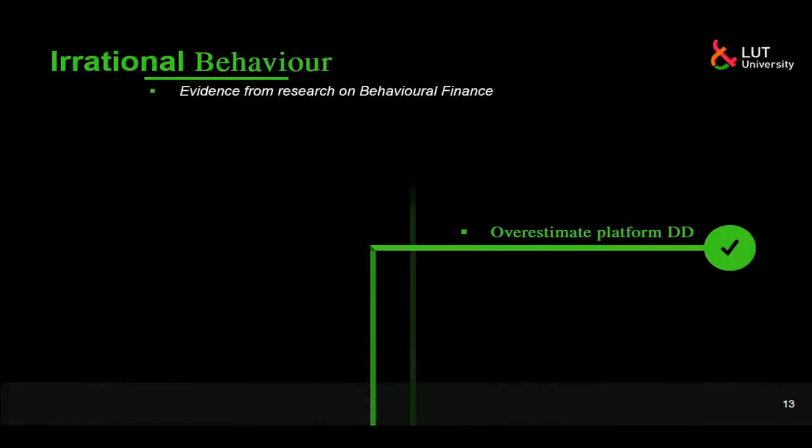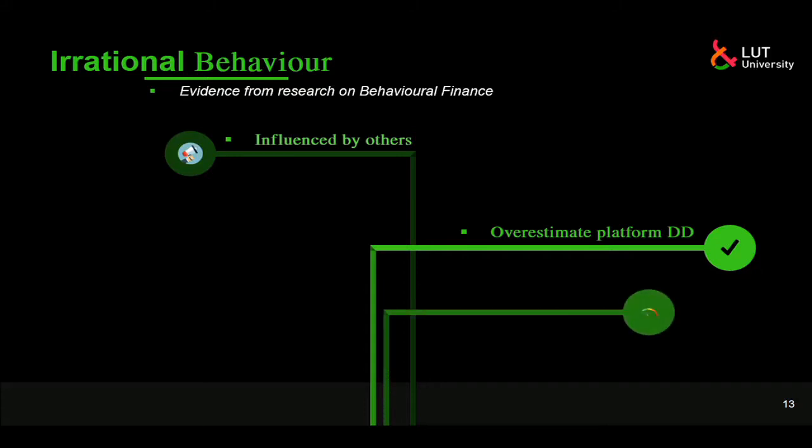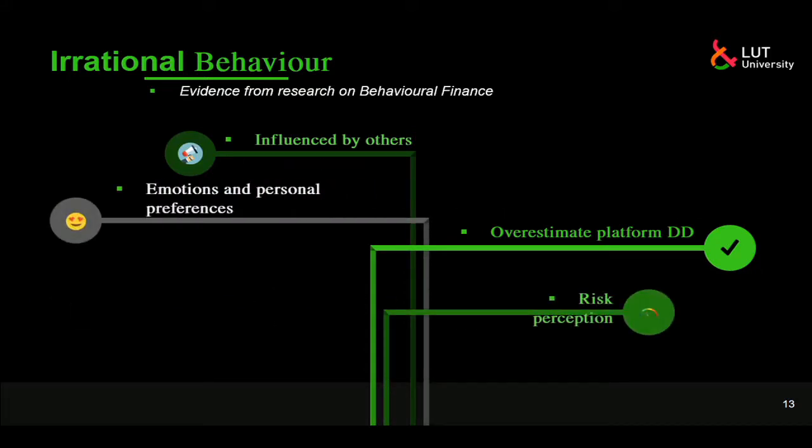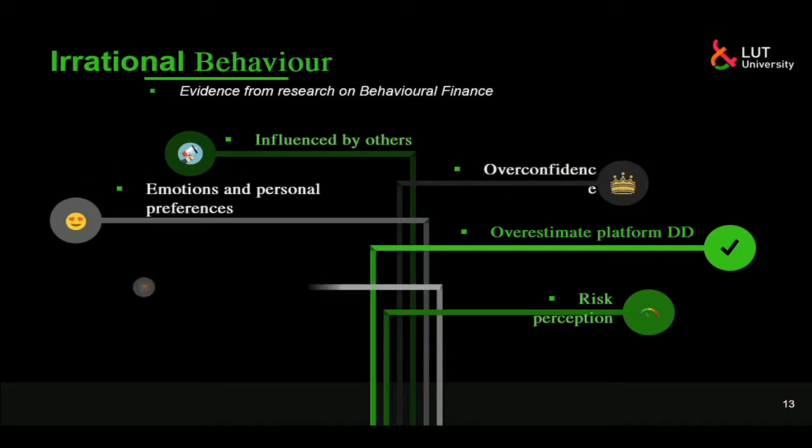And from behavioral finance, we can see that there might be different things that influence decisions. People can be influenced by others, they can be overconfident and make too risky decisions, and emotions can affect their decisions. People may overestimate the due diligence performed by the platform, and I really noticed that by working with clients previously. Lack of experience and risk perception can also influence the decision which they make.